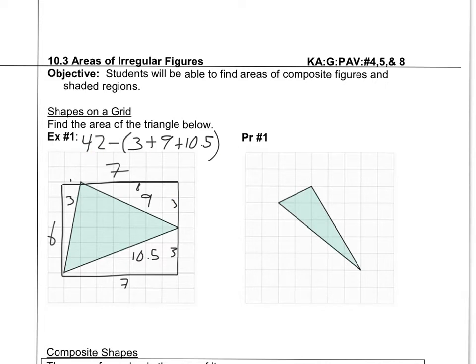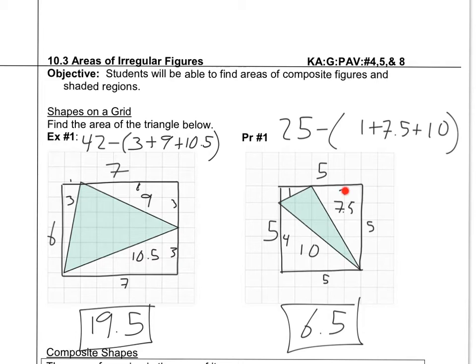So now I should be able to calculate the area of the green triangle. So it's 42 minus 3 plus 9 plus 10.5. Plug that in my calculator, and I get 19.5. All there is to it. Okay, I want you guys to go ahead and try practice number 1, find the area of this green triangle, and then unpause when you're ready to continue.